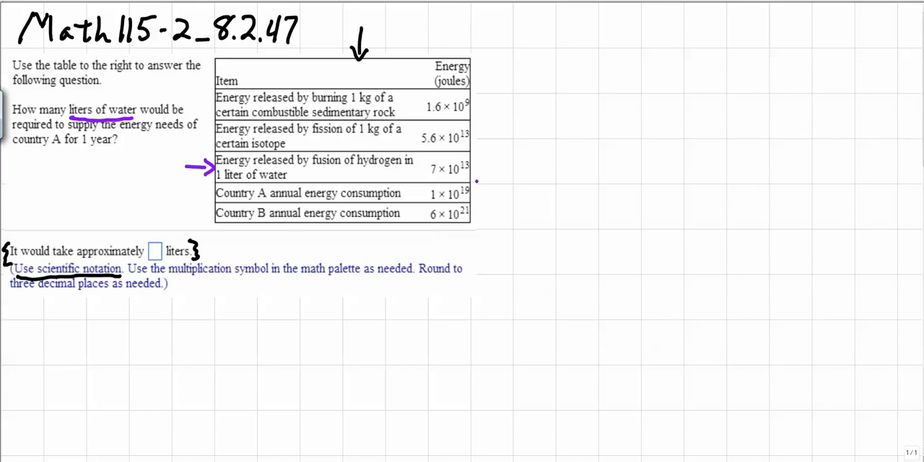energy released by fusion of hydrogen in 1 liter of water, which is going to be represented by 7 times 10 to the 13th. And this is our unit here, joules, but since this is 1 liter, this is going to be joules per liter. And we are looking at the energy needs of country A for 1 year. This is your annual consumption, and that's going to be in terms of joules.